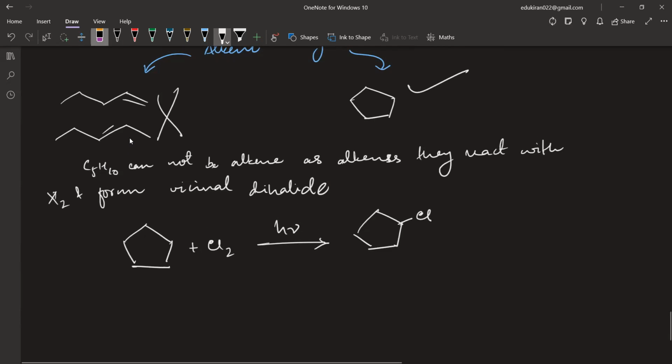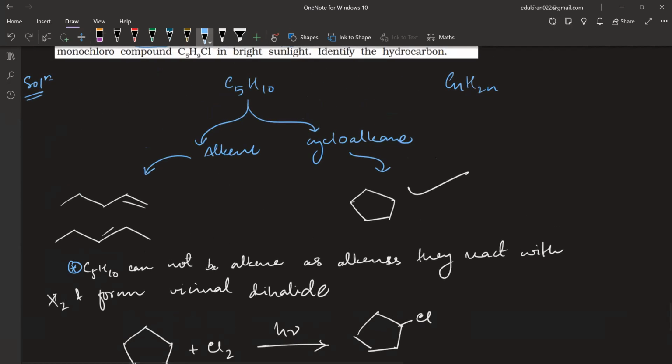Wait a second. We can do something like this: if I have these two things, then Cl2 in dark gives no reaction. But if it is alkene and you react with Cl2, it will give a reaction, right? So it is better that you write this statement, C5H10. When you have made this flowchart, the teacher understands that C5H10 can either be alkene or it can be cycloalkene, right?